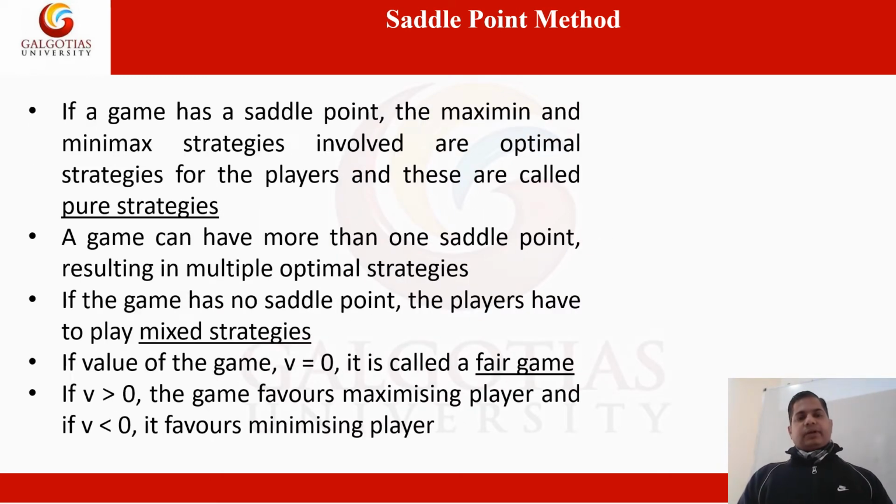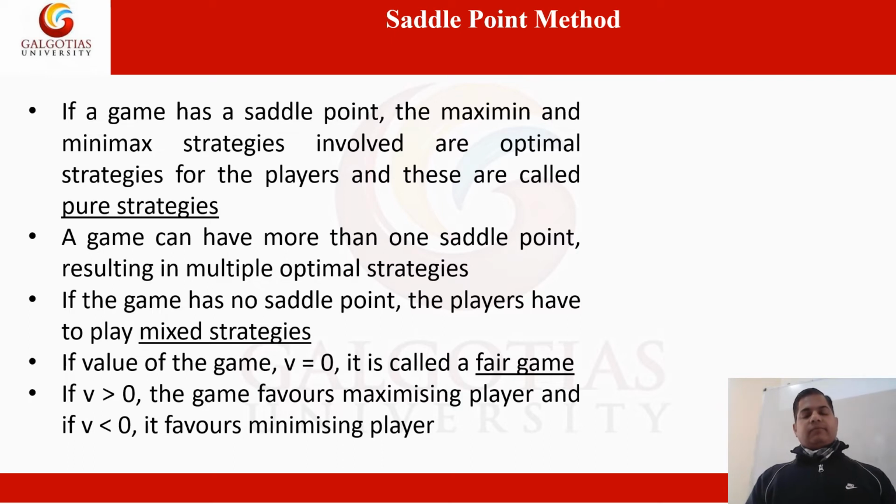If a game has a saddle point, then the maximin and the minimax strategies involved are the optimal strategies for the players and are called the pure strategies. A game that has more than one saddle point results in multiple optimal strategies. So more than one saddle point may exist, but all the values will remain the same. That means the value of the game, where one person will get this profit and the other person will suffer this loss, will remain the same in each saddle point. If the game has no saddle point, then the players have to play with mixed strategies.